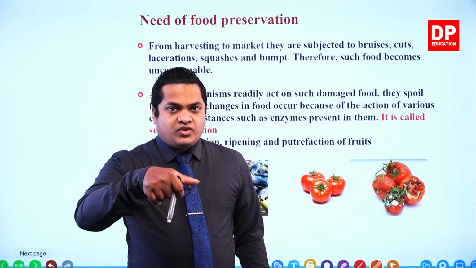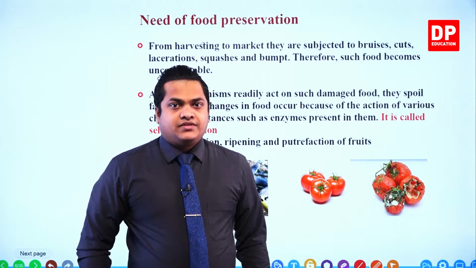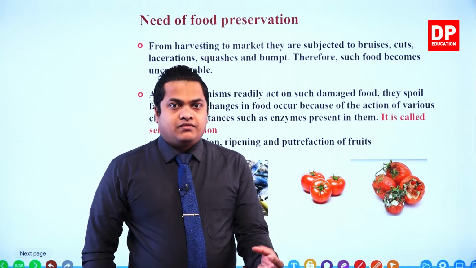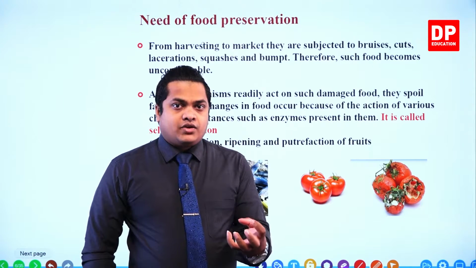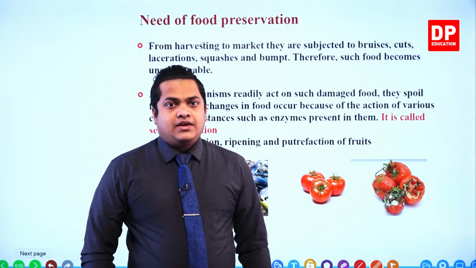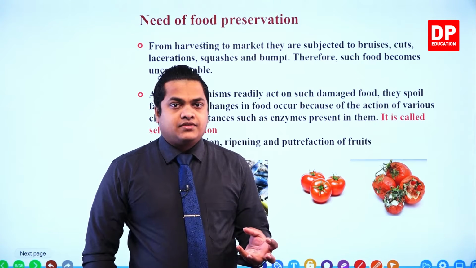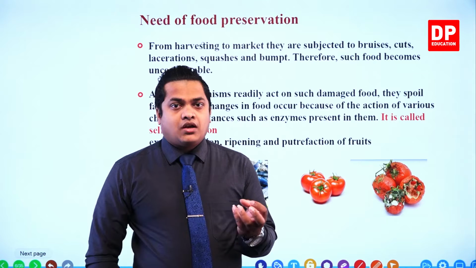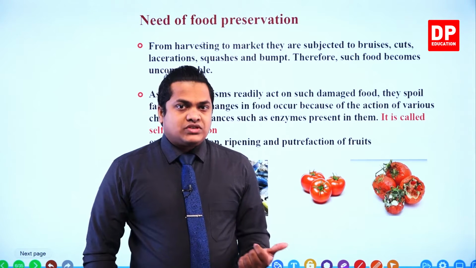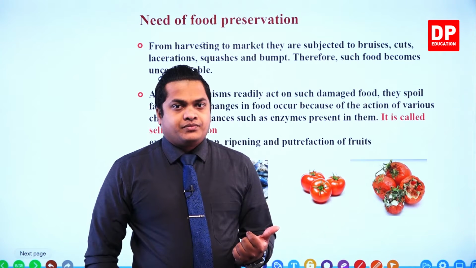Even by using our fingernails, we can cut it, as it is very soft. And if you drop a tomato, or a well ripened tomato, to the ground, then definitely it will squash. It will have different kinds of bruises, right? So those kinds of tomatoes will not be able to be consumed, right?